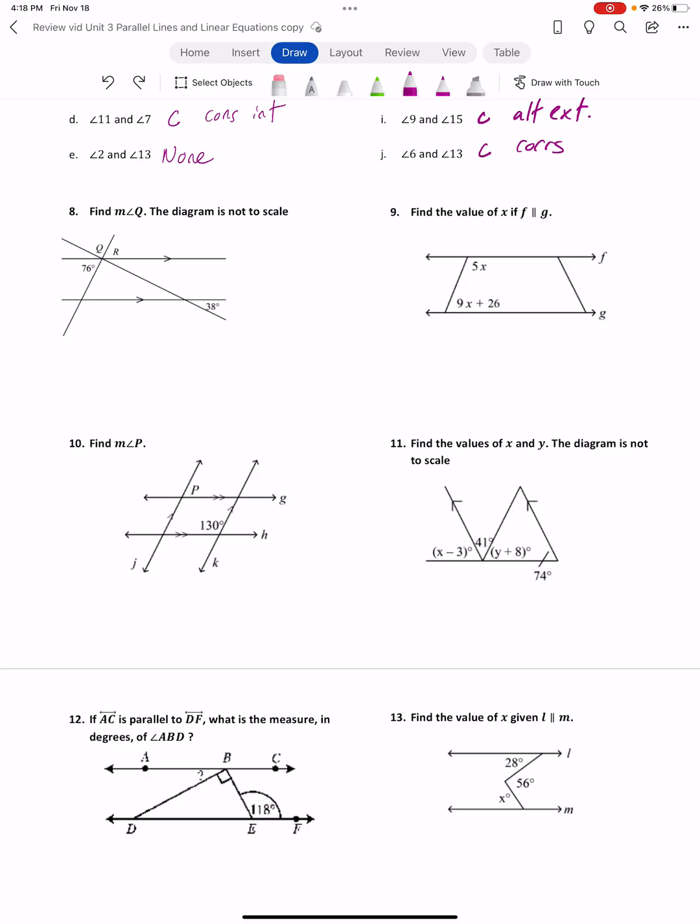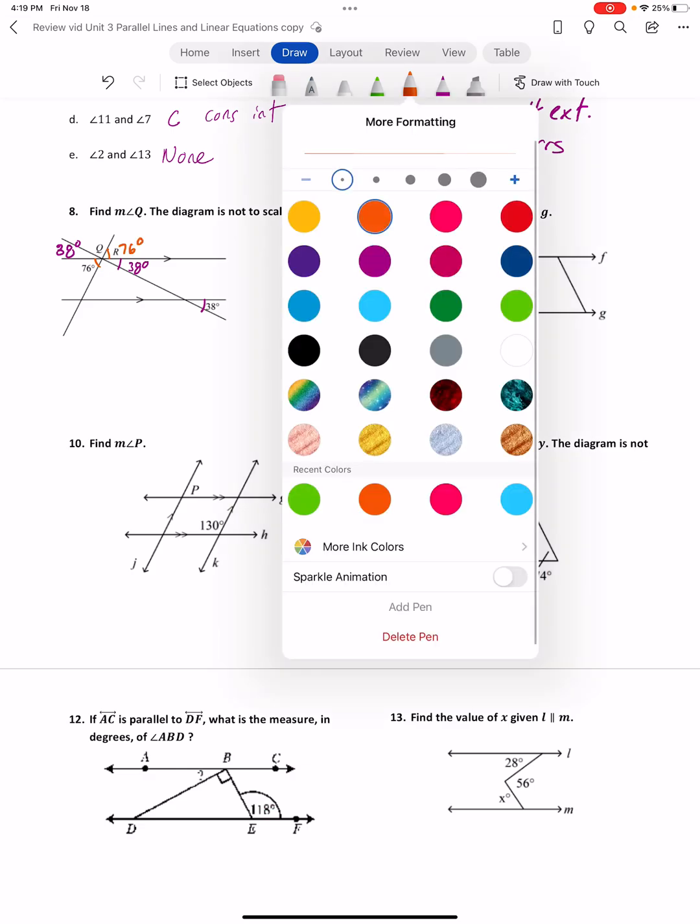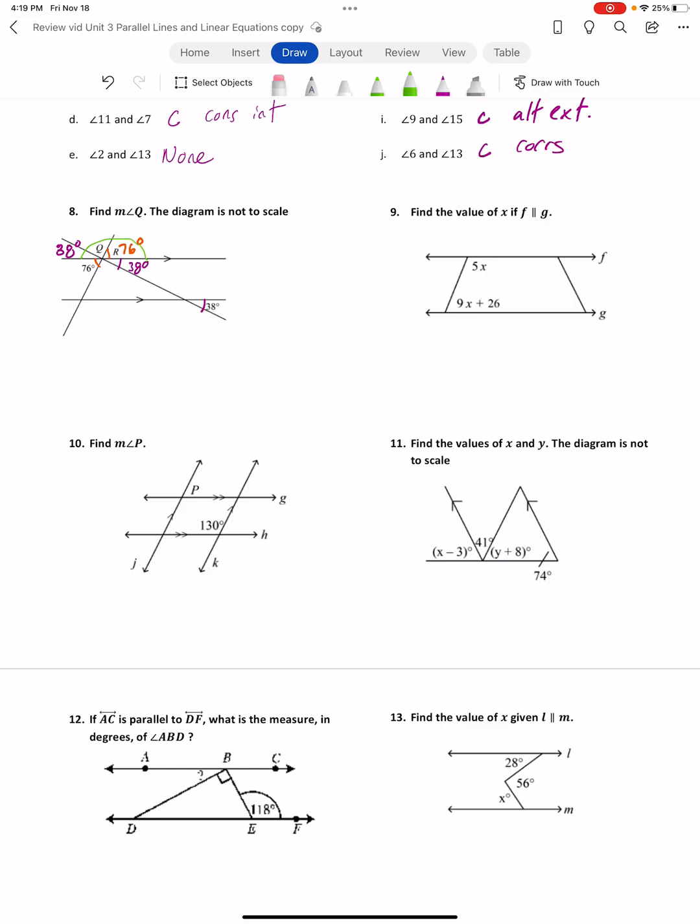I know that these lines are parallel. I know if this is 38 degrees, then this angle also must be 38 degrees because those are corresponding on my lines. This also must be 38 degrees. I know if this angle is 76, then this angle right here has to be 76 degrees. I know that the three angles on a straight line will add to 180, these three angles.